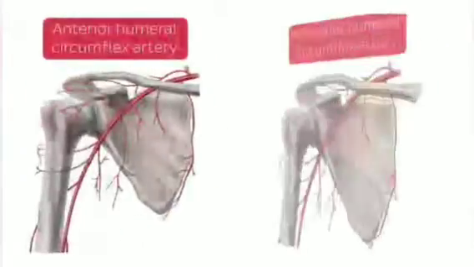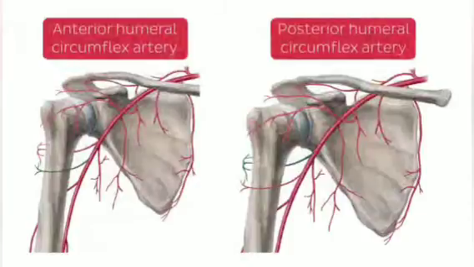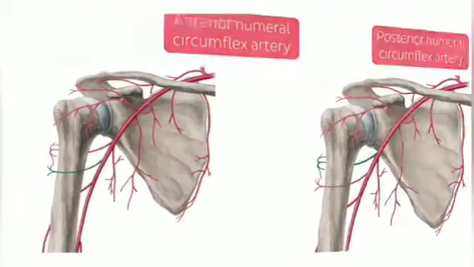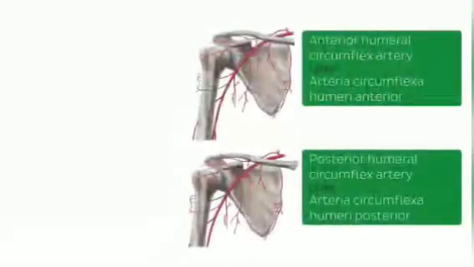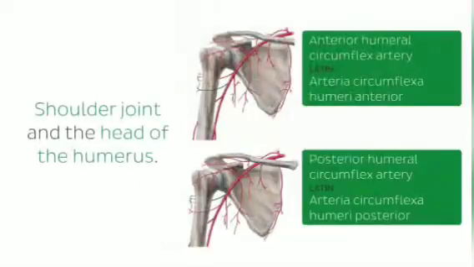Now, the arteries that you see highlighted in green are known as the anterior humeral circumflex on the left side, and on the right side we see the posterior humeral circumflex artery. These two arteries run around the humerus and supply the shoulder joint and the head of the humerus with blood, as arteries, oxygenated blood.